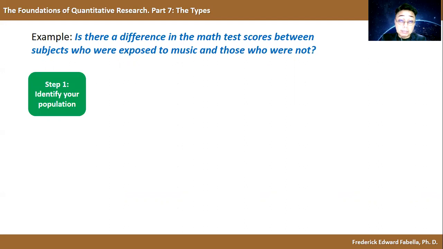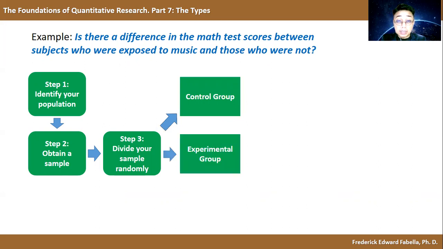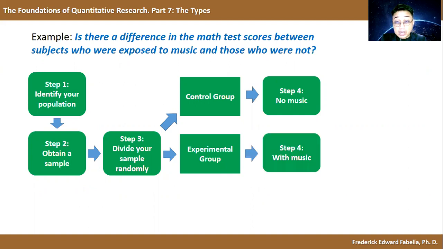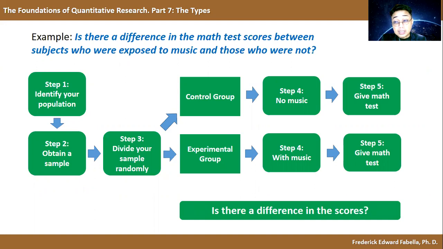Okay, first you identify your population and then you obtain a sample. And then you divide your sample randomly into two groups. The first group being your control group, and the second group will become your experimental group. And step four will be to expose the control group to a situation where there is no music. While in the experimental group, the situation is with music. And while these are happening, you give the same math test to both groups. Okay, of course, these math tests will yield scores for both groups. And then you ask the question, is there a difference in the scores? Again, you will be able to answer this with statistical treatment.